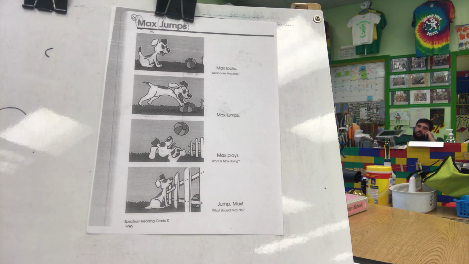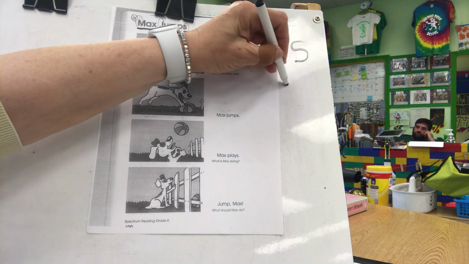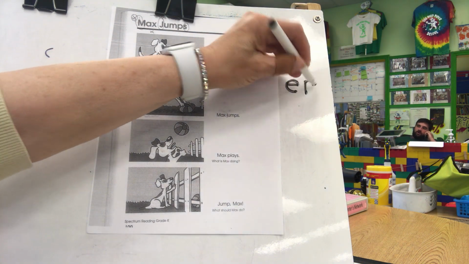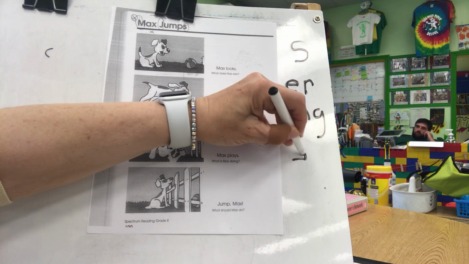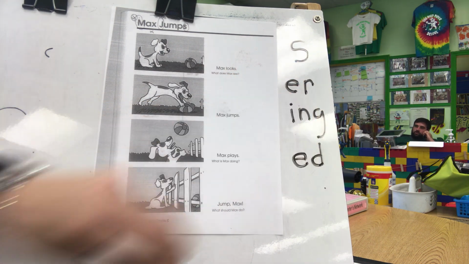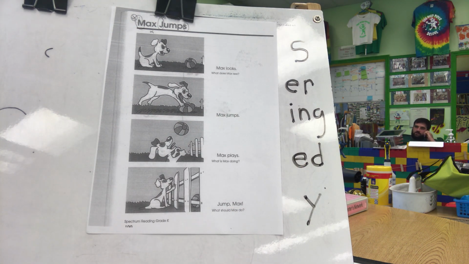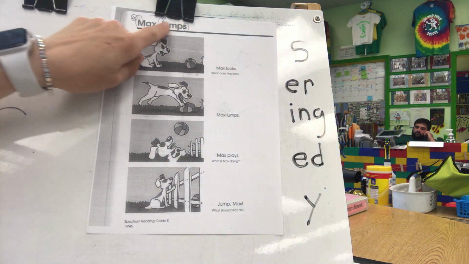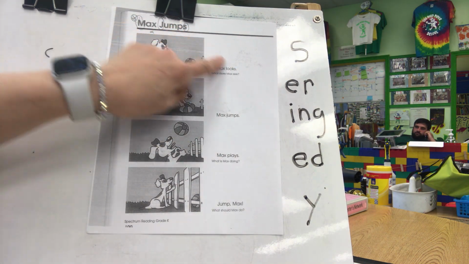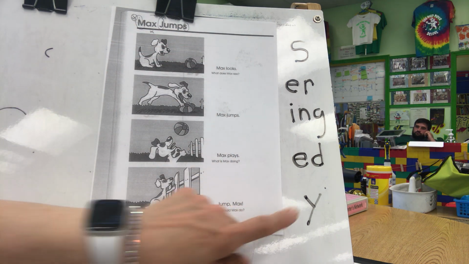That S is one of the many endings that we have for action verbs. It can be an S, it can be an ER, it can be an ING, it can be an ED. And sometimes Y, jumpy. So those endings all work with action verbs. Jump, jumps. He's a jumper. He's jumping. He jumped. And he is jumpy.